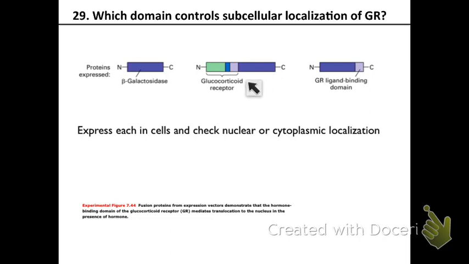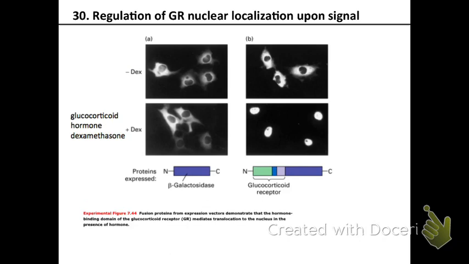And then you can fuse your whole glucocorticoid receptor, or you can take parts of your glucocorticoid receptor and fuse it to your reporter construct, shown here in purple. In this case, I'm only showing you one because that's the experiment that's going to work. We're using the ligand binding domain and fusing it to the reporter. Then you're going to express each of these proteins in cells and check if they're nuclear or cytoplasmic upon your hormone response, right? So you're taking your cells and expressing your proteins.